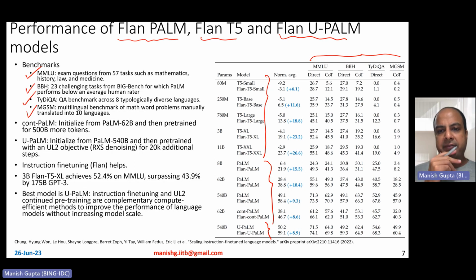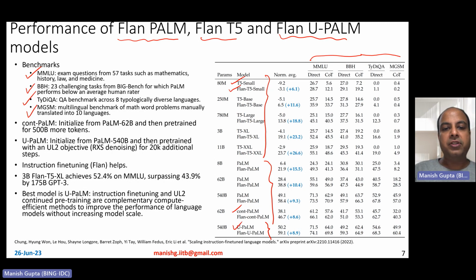And what you observe is that there are results using the original model and then the Flan instruction fine-tuned model. Of course, this fine-tuning involves chain of thought prompting along with some zero shot, few shot chain of thought prompts in the collection, and is also followed by self-consistency. So that's that. Now there are these two special models, continued PaLM and UPaLM.